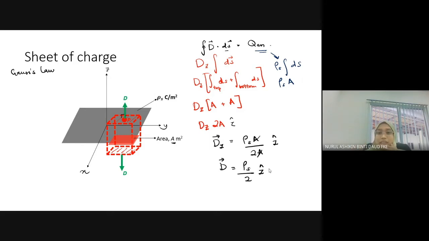Okay, so I think this is very easy, right? How to make our calculation simpler is based on our Gaussian profile shape. So it's very important for you to determine what shape your Gaussian profile should be.